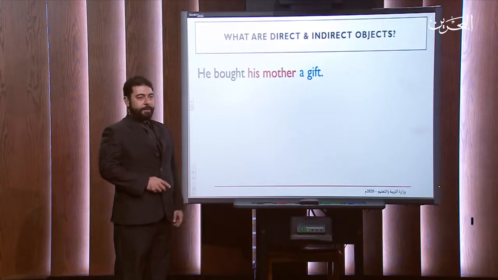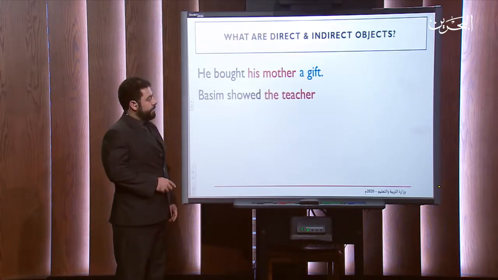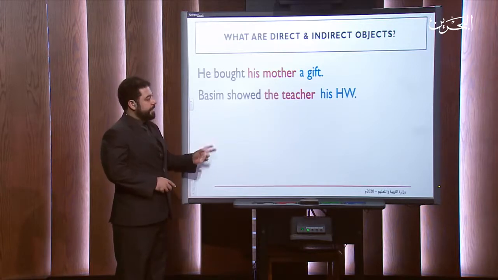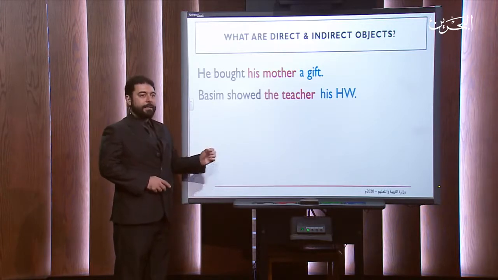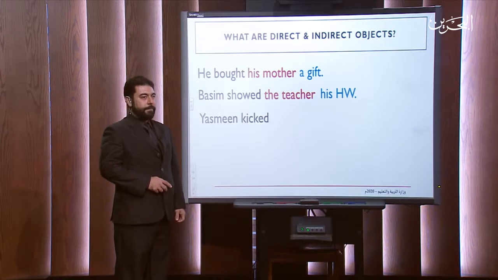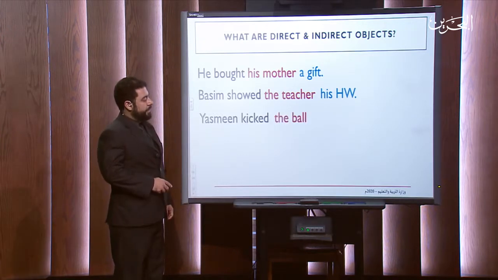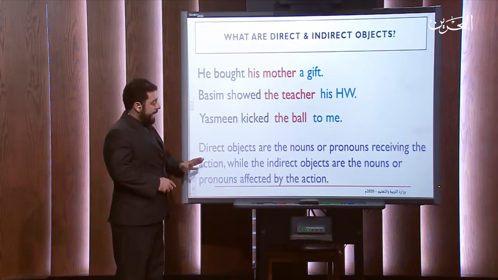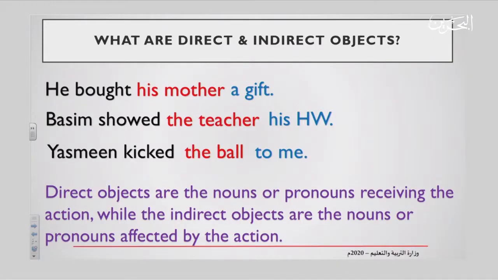Let me show you another one. Basim showed the teacher his homework. This sentence also has a direct and indirect object. Yasmin kicked the ball to me. The same thing. Now, direct objects are nouns or pronouns receiving the action, while indirect objects are nouns or pronouns affected by the action.